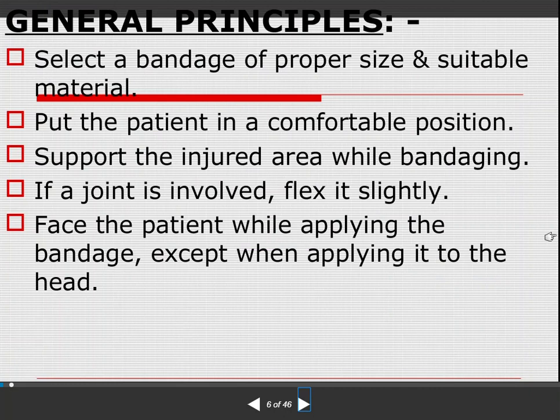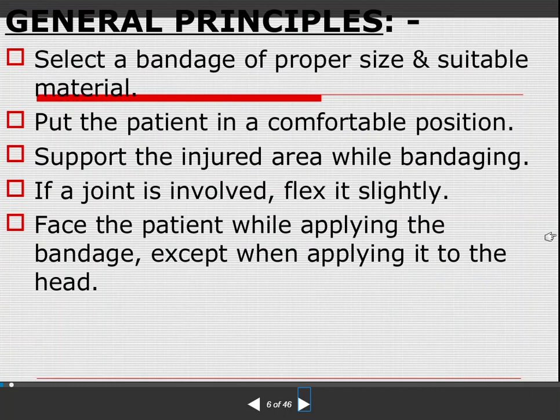Next, you can also add explanation of the procedures. We need to explain a procedure to a patient to gain their cooperation. Next, support the injured area. Means whatever we are bandaging, we have to support the area during the bandaging to avoid discomfort.